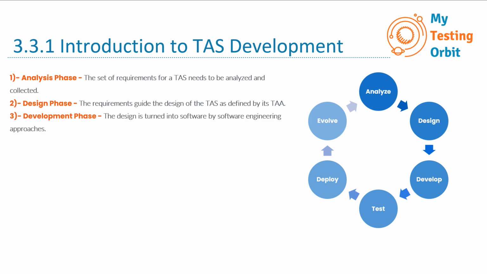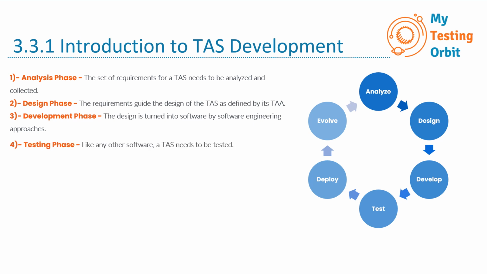Next, we have development phase. The design is turned into software by software engineering approaches. So once the design is finalized, the test automation solution development begins. So this phase involves writing code or script to create the actual software.